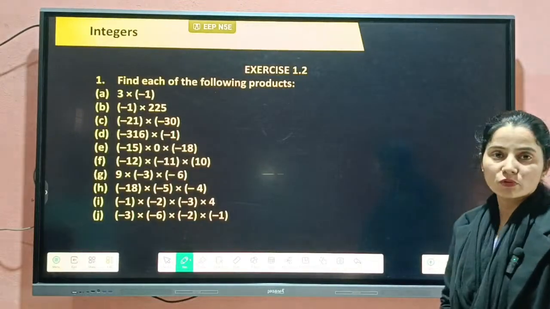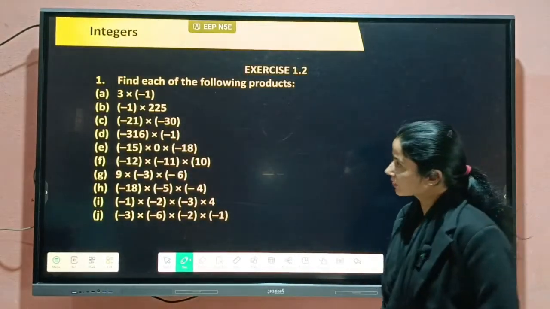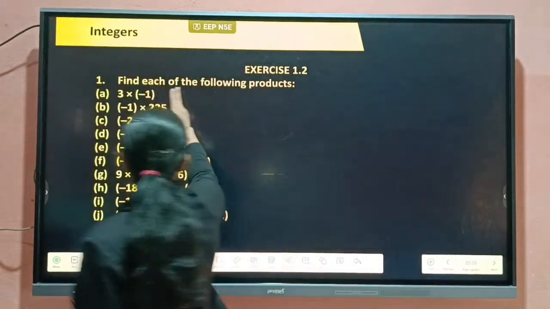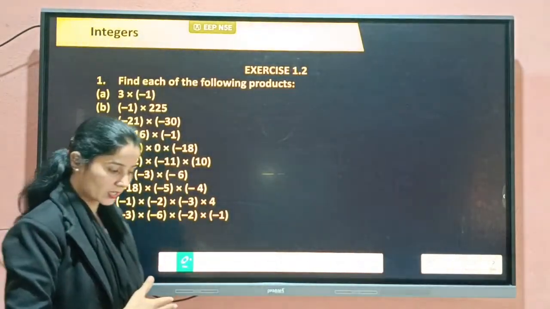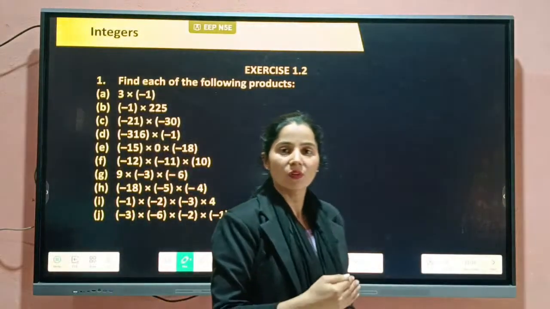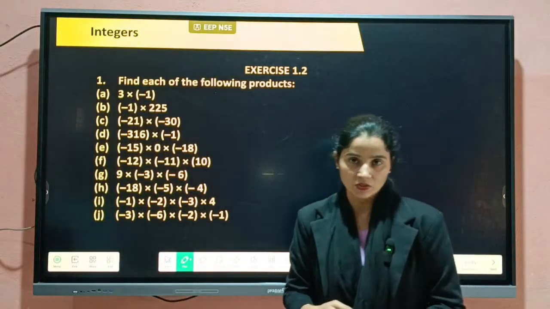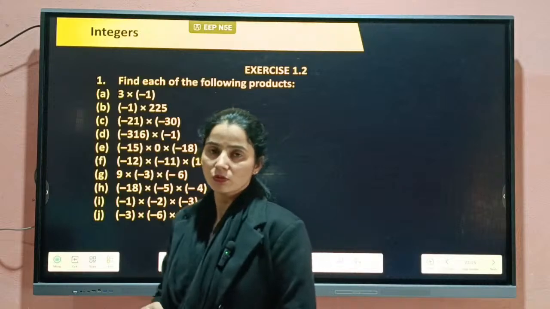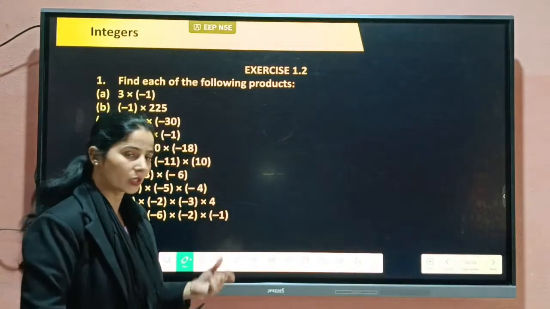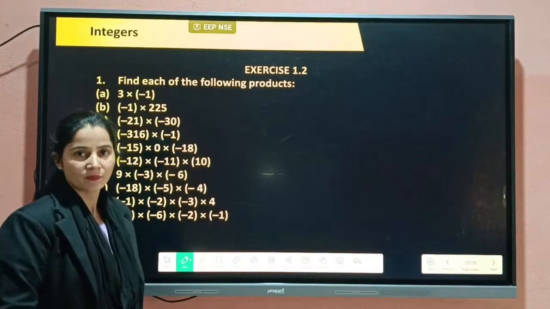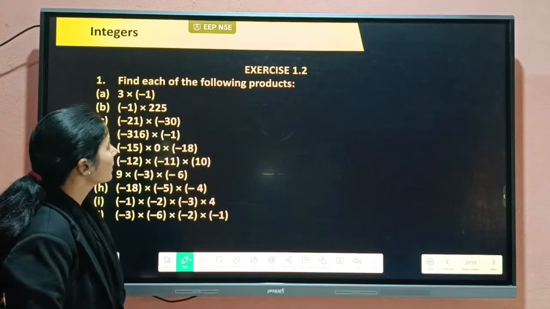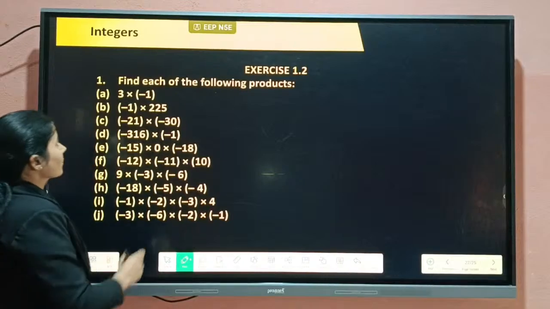Now exercise 1.2. What is exercise 1.2? Find each of the following products. In the last exercise, we studied how we can add or subtract integers. In this exercise, we are going to find out multiplication, in what order we can multiply two integers, or more than two integers. We are going to learn multiplication of integers.